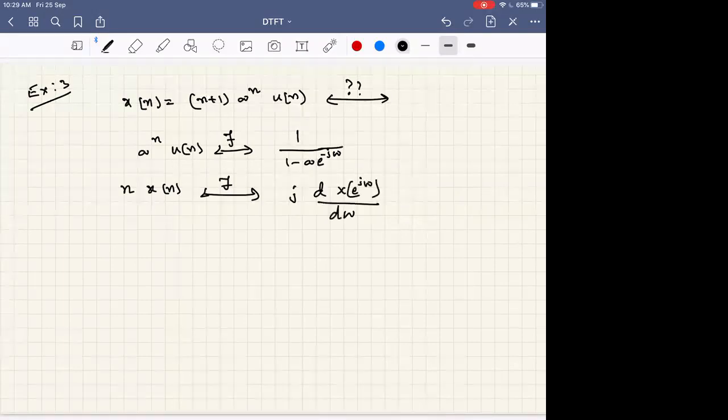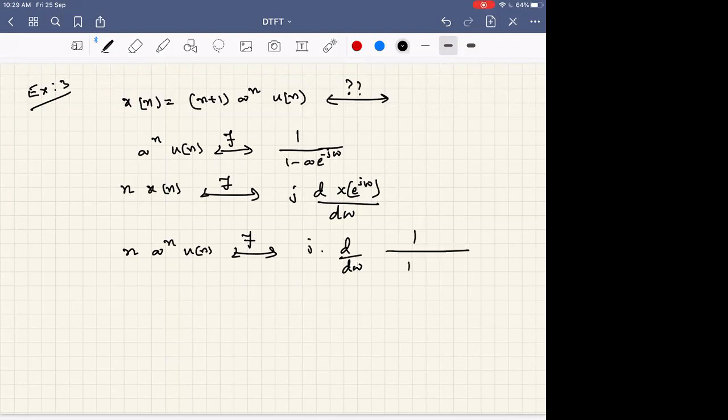So assume that now I want to use this here. n into a power n u of n, by the differentiation property, what I will get is j times d by d omega of 1 by 1 minus a e power minus j omega. Is this fine? Yes, sir. Okay.